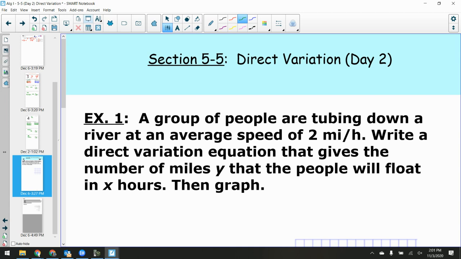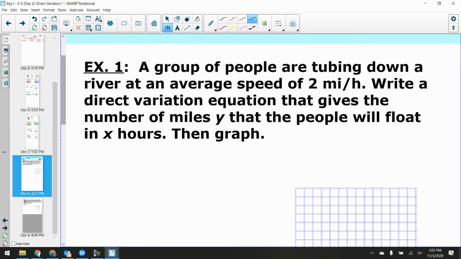All right, so what would be my equation if I said, okay, we're floating down a river at an average speed of 2? What would be the equation? What do we think? Mr. Anderson? What's that? Y equals 2x. Now we have the capability of saying, oh, that's a direct variation. Y is equal to 2 times x, where x is the amount of hours and y is the amount of miles. I'm in the river 1 hour, I go 2 miles. I go 2 hours, I go 4 miles.